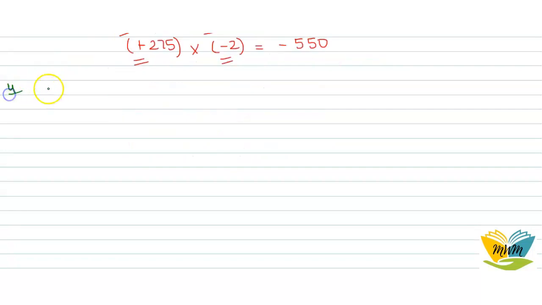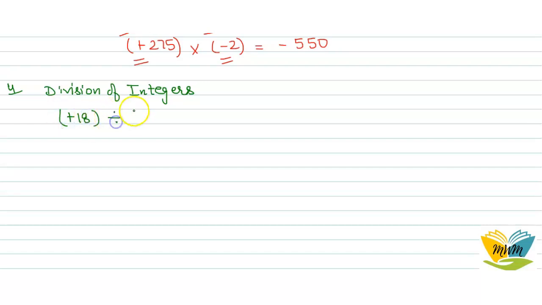The fourth operation is division of integers. Here in this part we will divide the integers and follow the same rule which we use in the case of multiplication. That means when we divide plus 18 by plus 2, 18 divided by 2 gives 9, and both are positive. So in the answer we get plus 9.